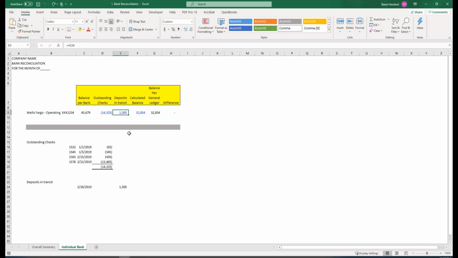Another item that may or may not show up here, depending on how it goes through, is finance charges. So finance charges, sometimes they hit the bank, but you don't hit your general ledger.